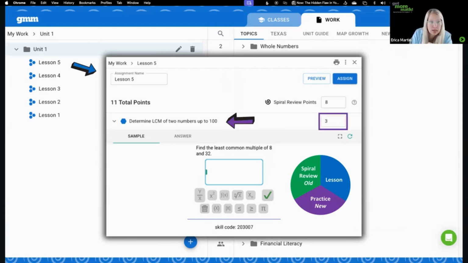She can then decide how much practice she wants on the new content as well as how much practice she wants on the old content. Where does the old content come from? We don't decide, you decide when you built lessons 1, 2, 3, and 4.